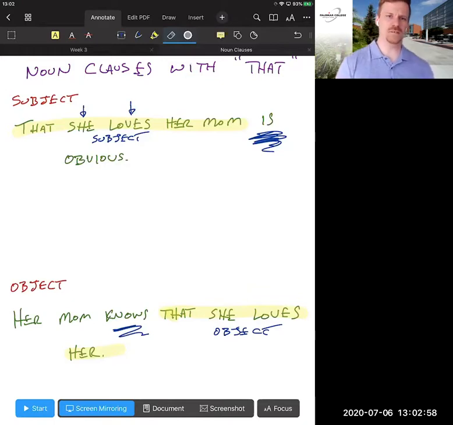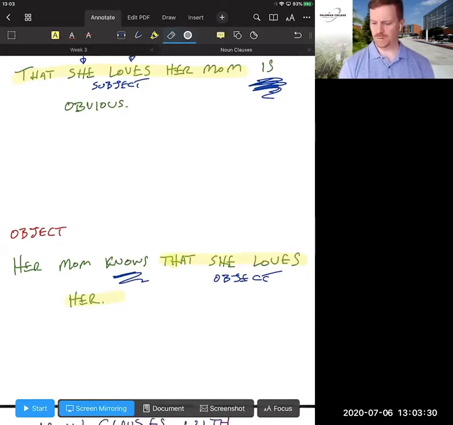Same thing in that first sentence. You could say, something is obvious. We don't know what that something is, so we have to describe it. That she loves her mom, that's the thing that's obvious. So that's how you use noun clauses with that. Noun clauses with that often are used as objects. You can use them as subjects, of course, but they're most commonly used as objects after certain verbs like knows or sees. I saw that you were doing something, or something like that. It's an object after certain verbs.